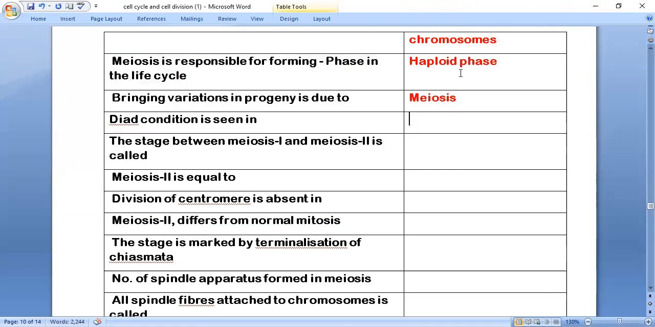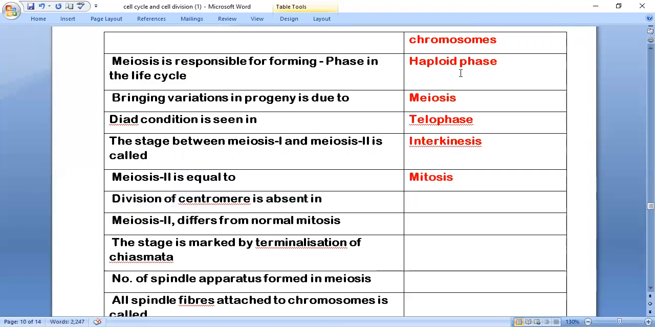Dyad condition is seen in telophase 1. The stage between meiosis 1 and meiosis 2 is called interkinesis. Meiosis 2 is equal to mitosis.